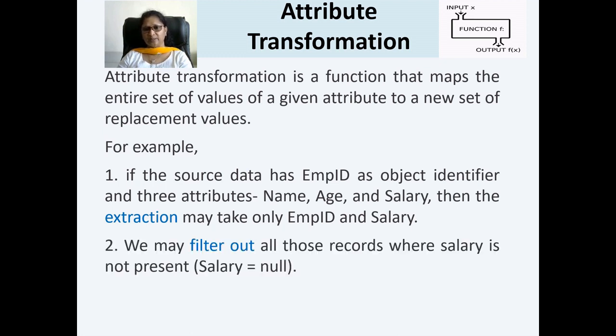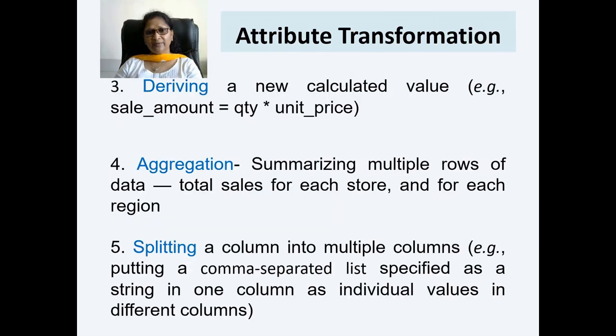This is also transformation. We may filter out all those records where salary is not present. That is, while filling up the information, salary values are not filled in. So wherever the salary field is empty, we may filter out all such records. The other way could be we may derive a new attribute or value from the existing values. Like we may have two attributes, quantity sold and unit price of that particular item, and we may compute a third attribute, which is the total amount of this sale.